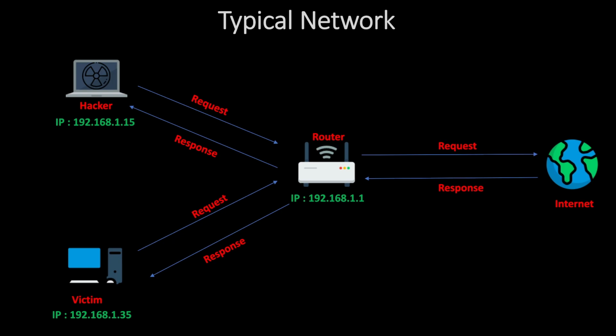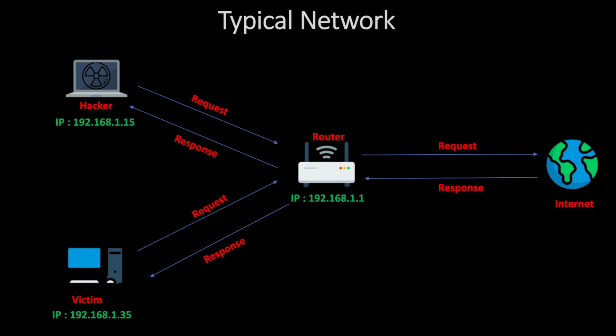As you can see, this is a typical network. When a device, even a hacker device, sends a request to the router, the router sends it to the internet, gets back the response, and sends it back to the requesting device. The same concept goes for all devices connected on a network.